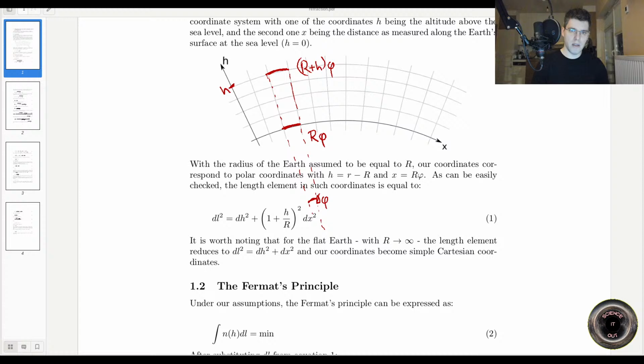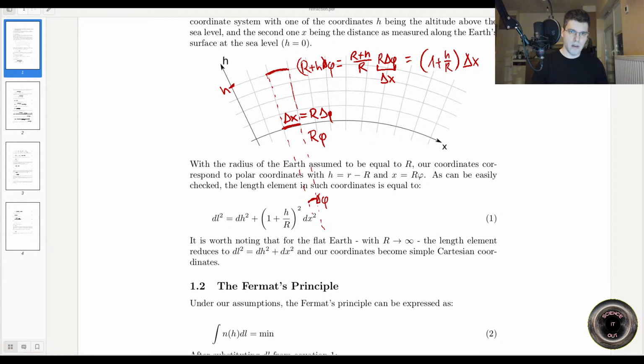It's the same here and it's the same here, and so this change of x coordinate, this delta x, which is along the x-axis, is r times delta phi. But the actual distance between those 2 points is this times, again, delta phi. And if we try to extract delta x, it will be (r plus h) divided by r times r delta phi, which is delta x, right? Which means it's 1 plus h over r, times delta x.